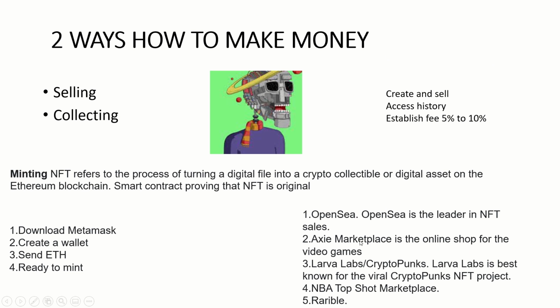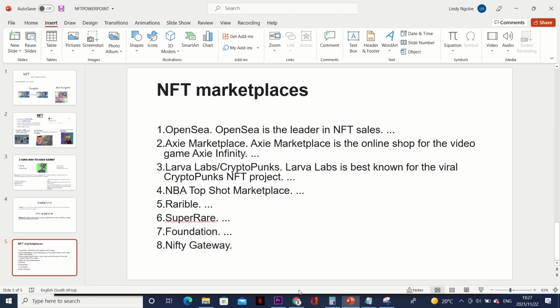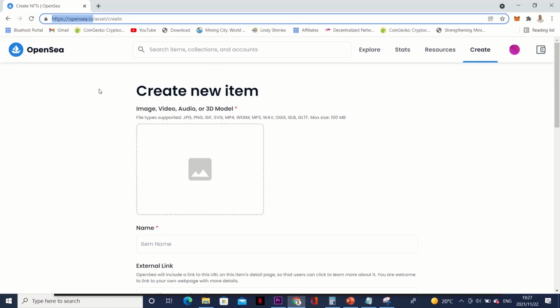OpenSea is actually the leading one, and then there's Xe Market, which is also like a shop for video games, and then there's Lava Labs, and there's also one that is best for CryptoPunks, which are one of the famous NFTs. And then there's also NBA Top Shot Marketplace, and then there's Rebel. But I'll be using OpenSea to show you how to mint your own NFT and how to actually buy an NFT.